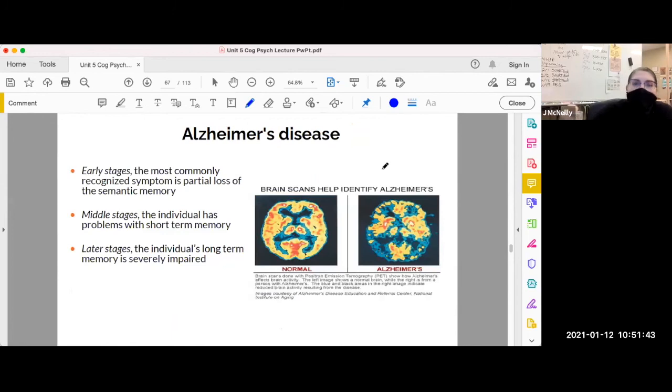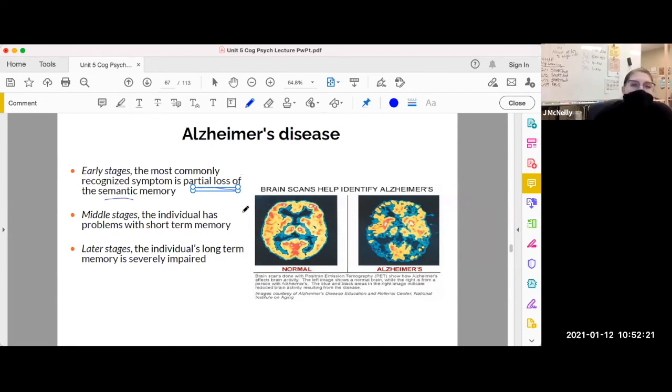Okay, so when we talk about amnesia, in addition to blunt force trauma or tumors that can damage your memory, there's also Alzheimer's disease. And there are different stages to Alzheimer's disease. In the early stages, one of the first symptoms is partial loss of semantic memory. Semantic meaning meaningful memory. So if you ask somebody, what month is it? Or what happened on December 7th, 1941? Okay, they might partially forget most of that information due to the spread of the disease.